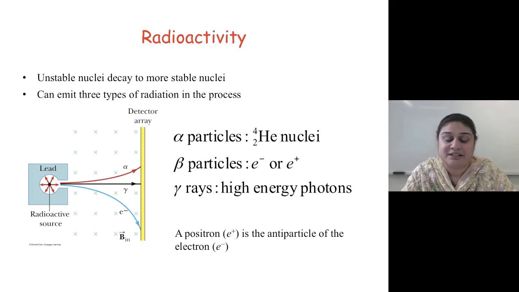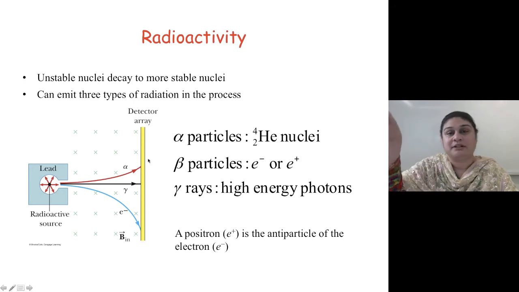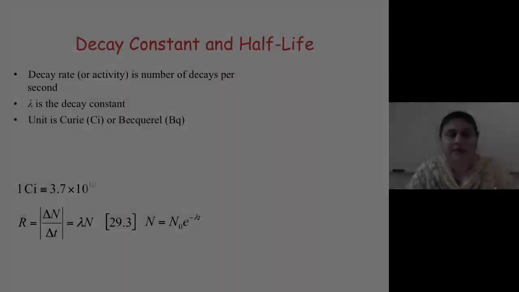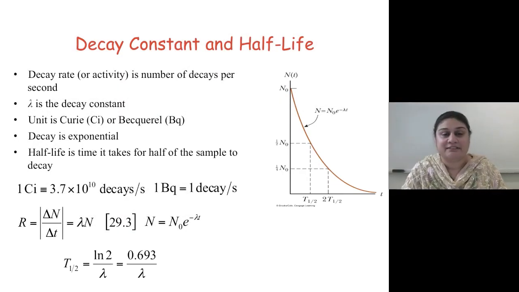The way we detect these particles is by putting them through a magnetic field. Each of these particles, because of their charges, will deflect in certain ways, as shown here. An alpha particle through a magnetic field that's pointing inwards will tend to move upwards. Gamma rays, since they are neutral, will not be deflected, and electrons will bend downwards. Decay rate, or decay activity, is the number of decays per second.